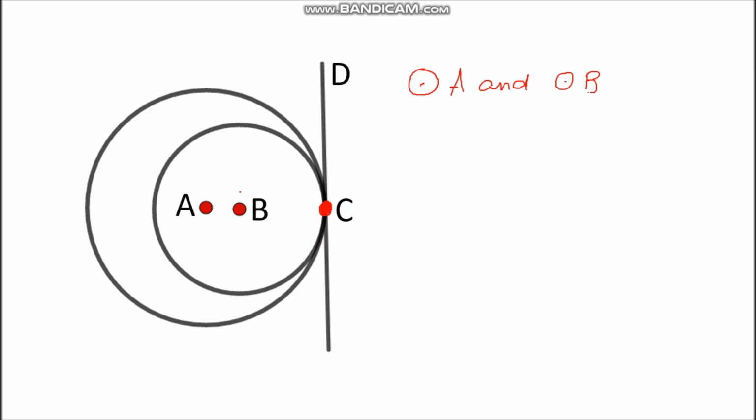And one thing that we have to consider is that the centers must lie on the same side of the tangent segments. So again, it's either both of them are on the right or on the left. In this case, both of the circles are on the left of segment DC. Okay, so the conditions are met by these two circles. So circle A and circle B are now internally tangent circles.